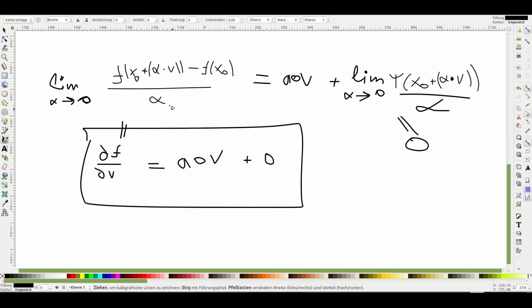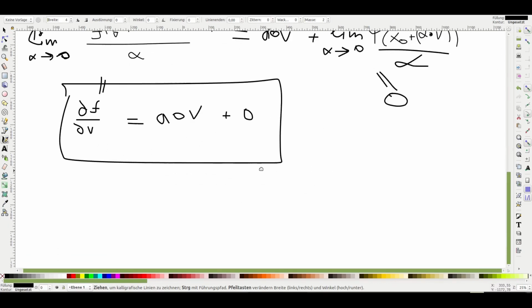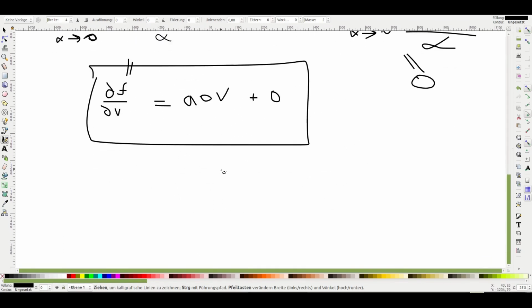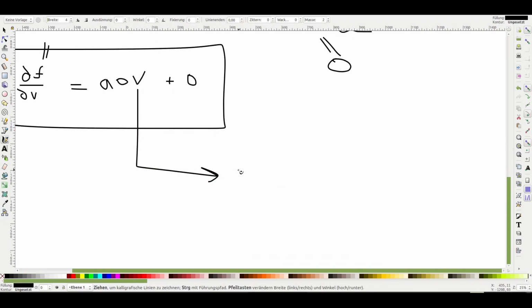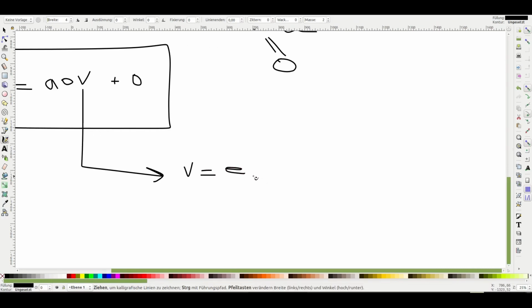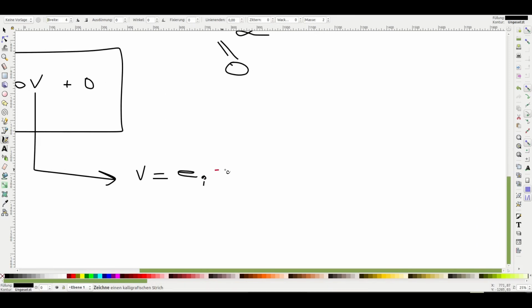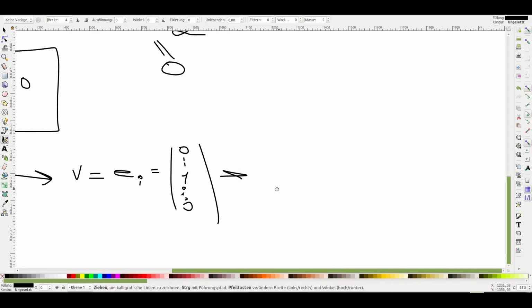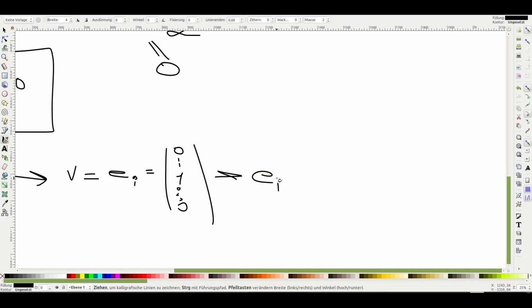So now you've seen that from total differentiability we can derive directional differentiability, and now from directional differentiability we can derive partial differentiability simply by redefining our direction vector v to be equal to some base vector e_i of this form, where it is 0 everywhere except for the ith entry, where there is a 1. And also you can see that the norm of this vector e_i is equal to 1.